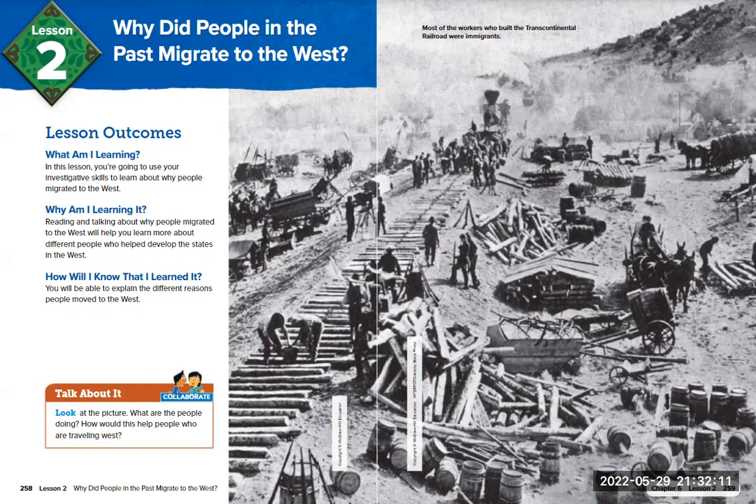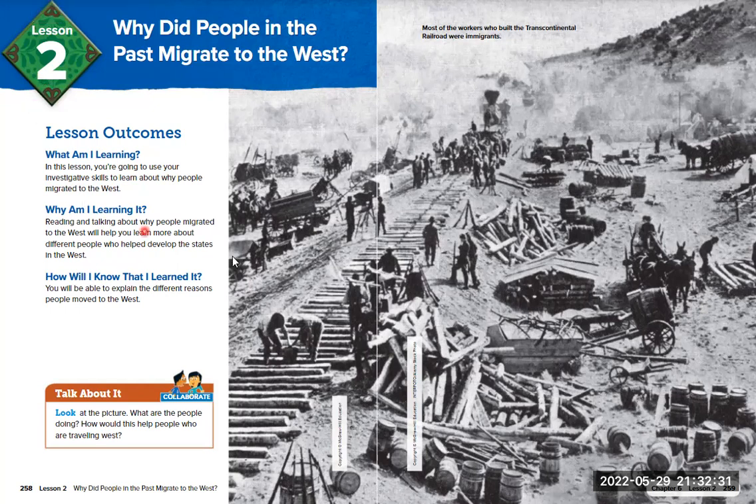In the previous lesson, we were talking about the original people that were in the West already, where they came from. And now we're going to be talking about new groups that moved there. And later on, you're going to be listing reasons for why people moved westward. We're on page 258 and 259.